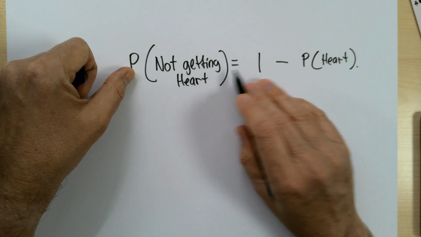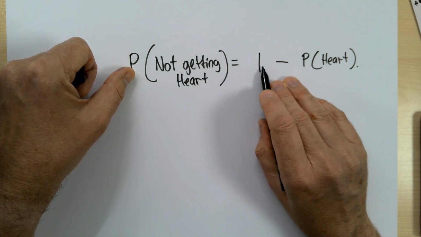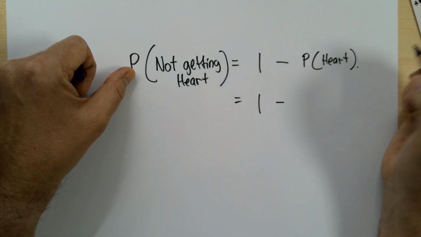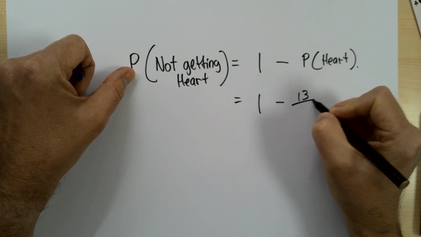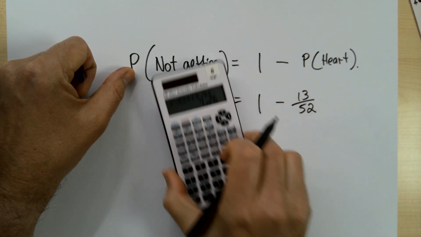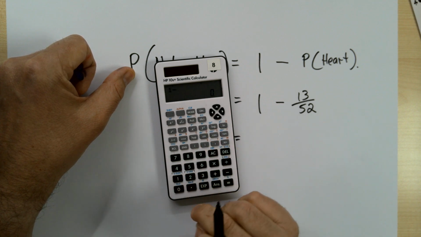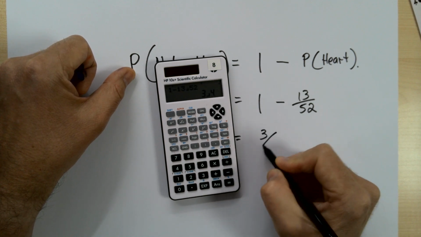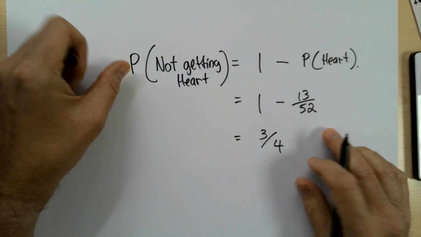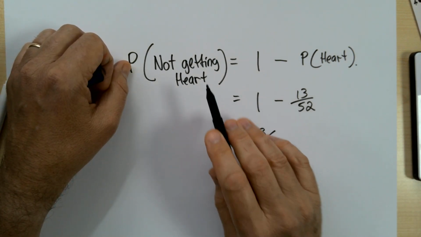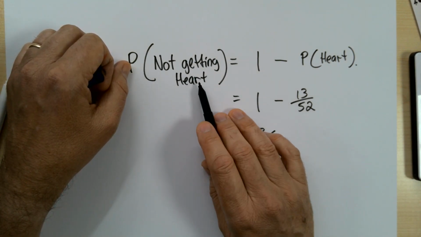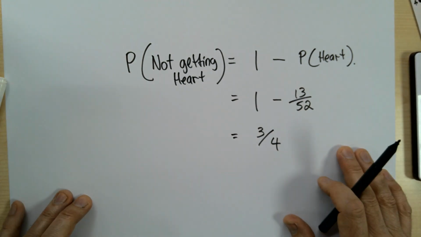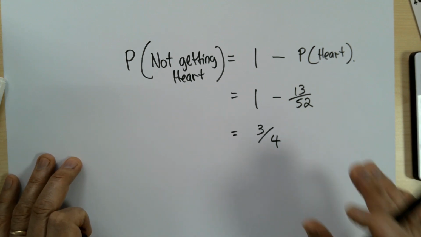If I want anything but a heart, if I take the probability of a heart subtracted from 1, that works. 1 subtract, what's the probability of a heart? Well, there's 13 of them. There's 13 hearts, so it's 13 over 52. Now I just feed this in again. 1 subtract 13 over 52. Ooh, it's 3 over 4, 3/4. Because, think about it, a quarter of the pack is hearts. So to not get a heart means you've got 3/4 left behind. Okay, so that's something to consider.